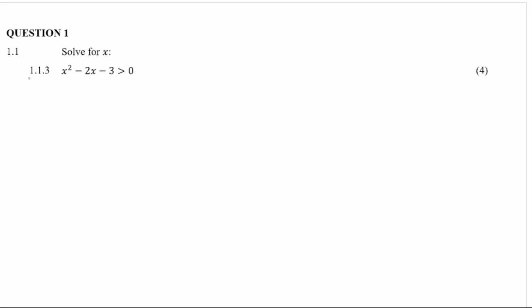Welcome back. Let's do question 113. We're solving for x and then we're given the quadratic inequality. We have 4 marks there.